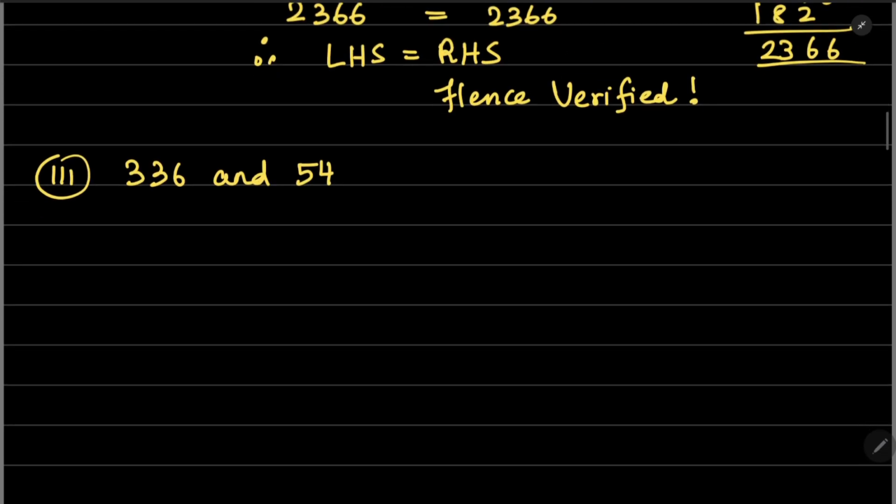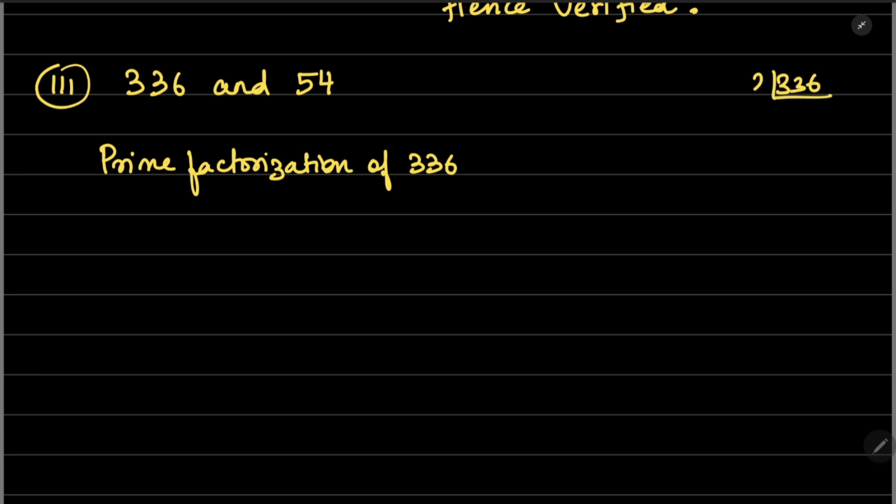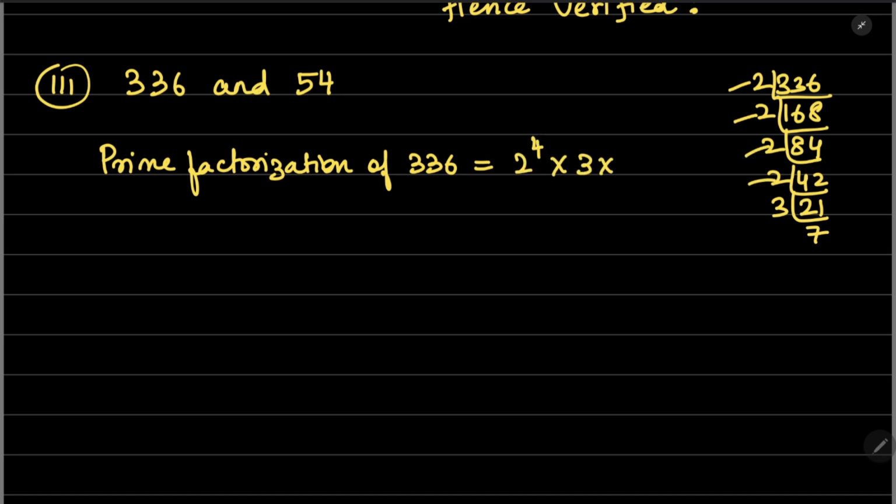Okay, so let's go ahead and do this question also the same way. So first let's do the prime factorization of 336. So 336, start with 2, 2 6 are 12, 2 8s are 16, again 2, 84, again 2, 42, 2, 21, and then 3 and 7, right? So the prime factorization of 336 will be 2 raised to the power 4 multiplied by 3 multiplied by 7.